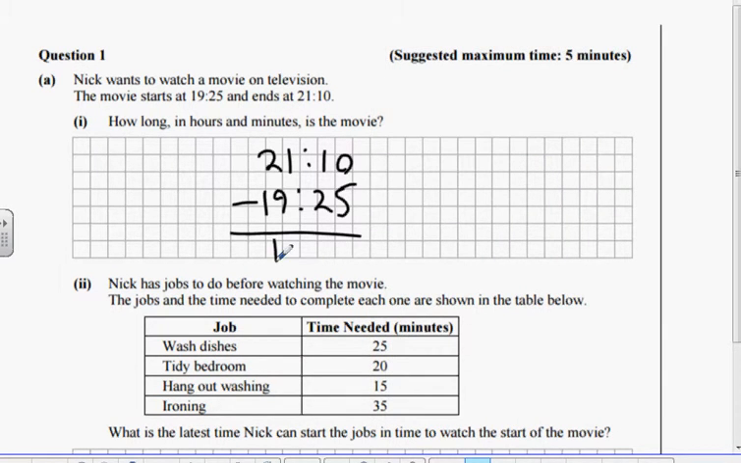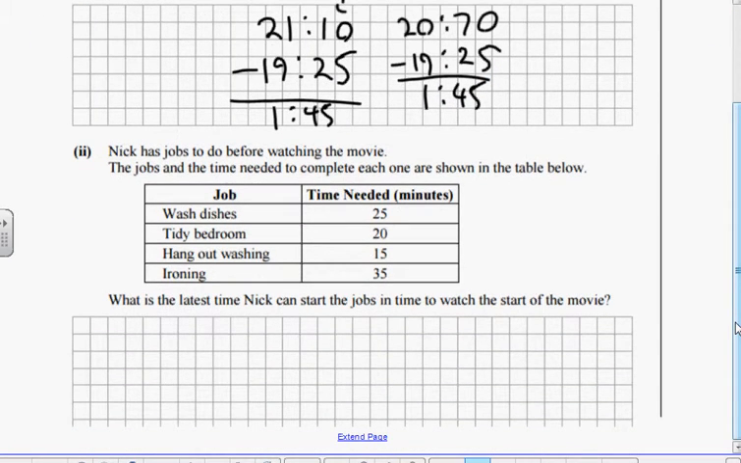What's the other way of doing it? In your head. Borrow a 60, so you turn that to 20 hours, 70 minutes, and then you can take it away that way. I'll say it's 25, not 45. And then you get 1 hour 45. Two ways to do it.